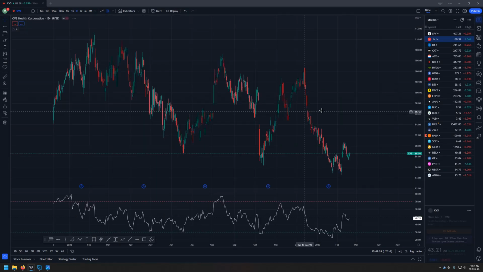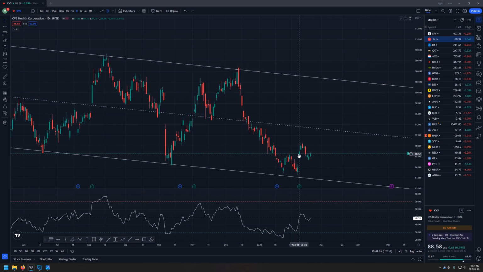CVS. CVS doesn't look that good. Probably it will gap fill the earnings move, and then it will go up like this.